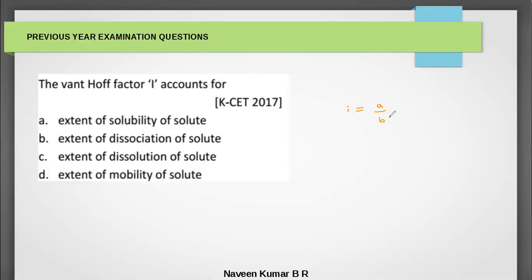Hence, from the given options, the correct option is option B, which explains the extent of dissociation of solute. Extent of solubility of solute is not correct, extent of dissolution of solute and extent of mobility of solute are not correct. Hence the correct answer is option B. Again, a direct conceptual based question.